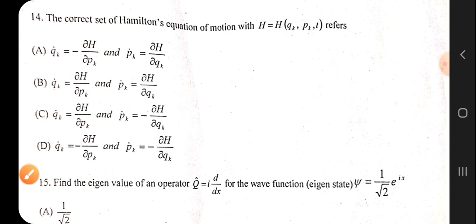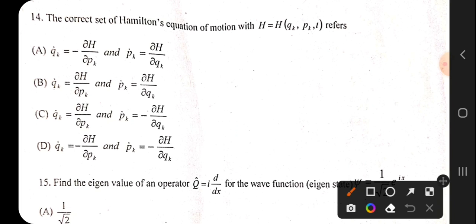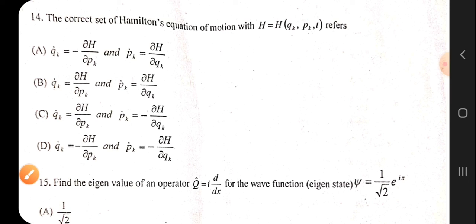Again, come to question number 14, a direct answer. The answer will be option number C. That means for the position coordinate, q k dot equals del H upon del p k, but for the momentum coordinate, p k dot equals minus del H upon del q k. So this will be the correct answer. So this is all about the questions from classical mechanics. Thank you.